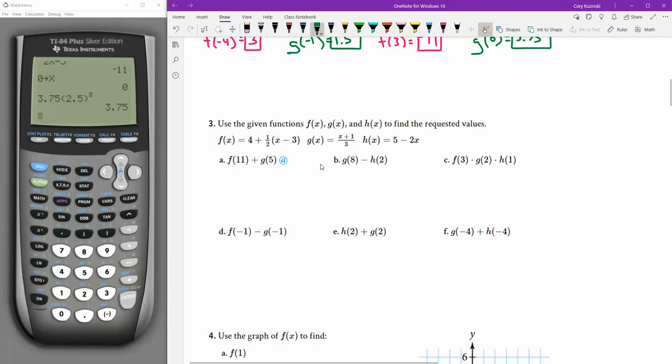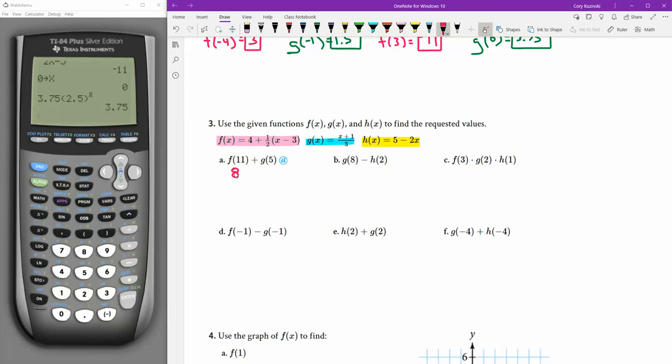All right. Use these functions. Now we've got 3 of them, okay? So we'll go pink on this one, we'll go blue on this one, and we'll go yellow here on h of x, to find these requested values. All right, f of 11. That would be 11 minus 3 is 8. Half of 8 is 4. And 4 plus 4 is 8.